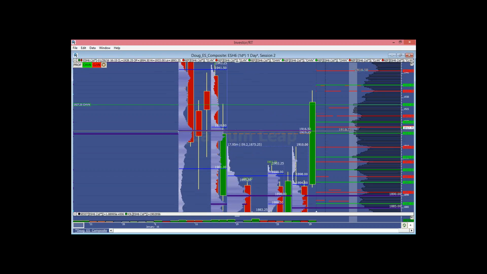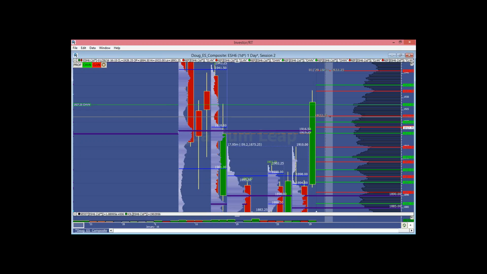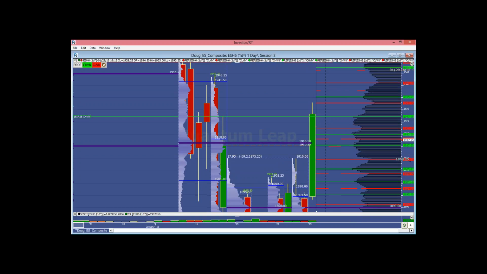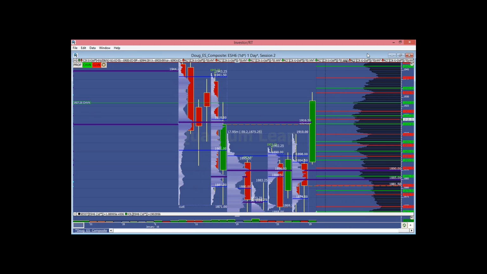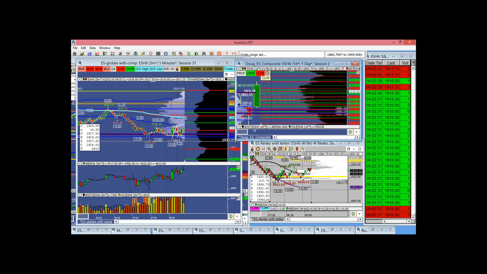If we can get and hold above the 17 and accept this value right here at 1650, they're likely to come up and test the 22 area, okay, and test the overnight high and possibly break out and continue with price discovery up. So that's what I'm looking at in the big picture. Let's take a look at overnight.